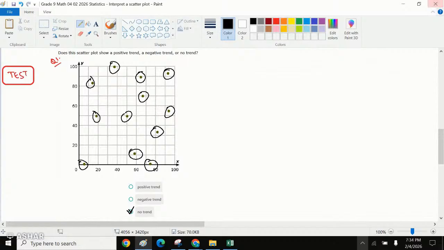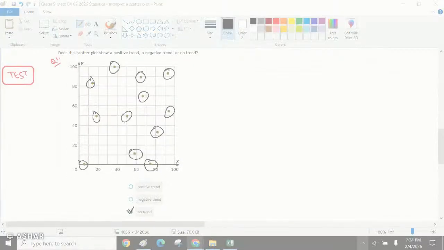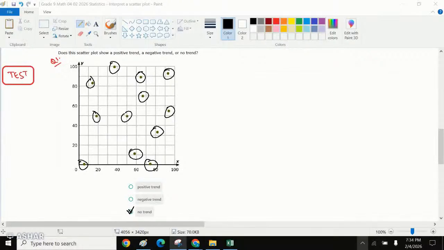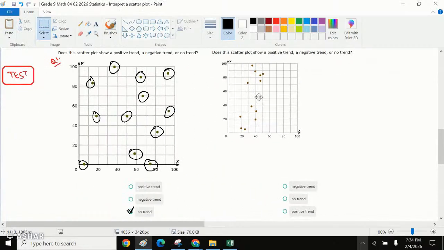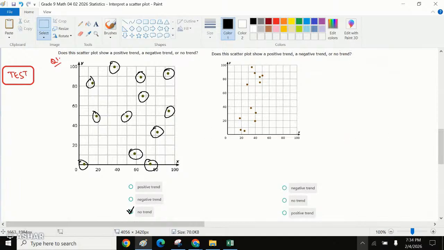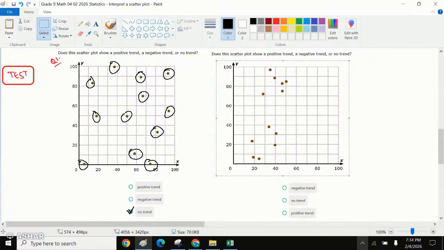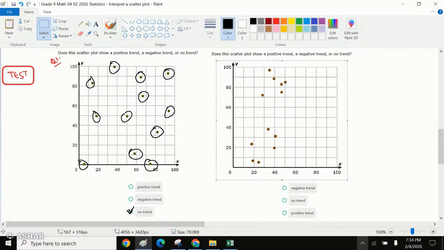Let's move ahead to the next question. So we click on no trend. Yes, that's a correct answer. For the next question, it says, does this scatter plot show a positive trend, negative trend, or no trend? Okay, let's pick it up. So for question number 2, it says this statement. I'll resize. Okay, this is our question number 2.